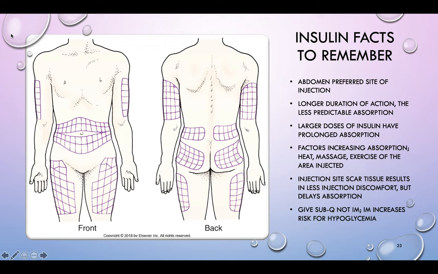Just some good facts here. The longer the duration of action, the less predictable the absorption. Larger doses of insulin have prolonged absorption. That's when they came up with the U500 and I think a U300, which were five times more concentrated and three times more concentrated. I don't hear a lot about that anymore, but that was developed for people who are taking large amounts of insulin. It is very dangerous.